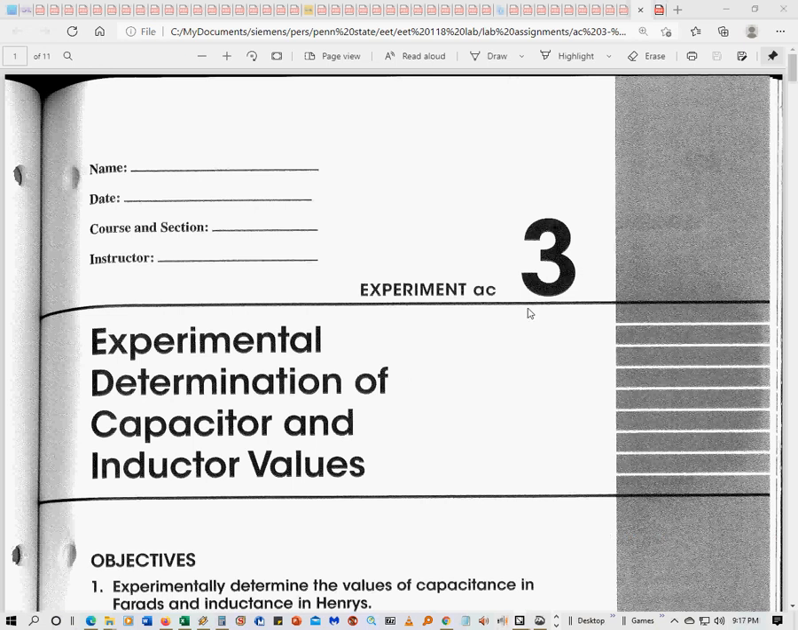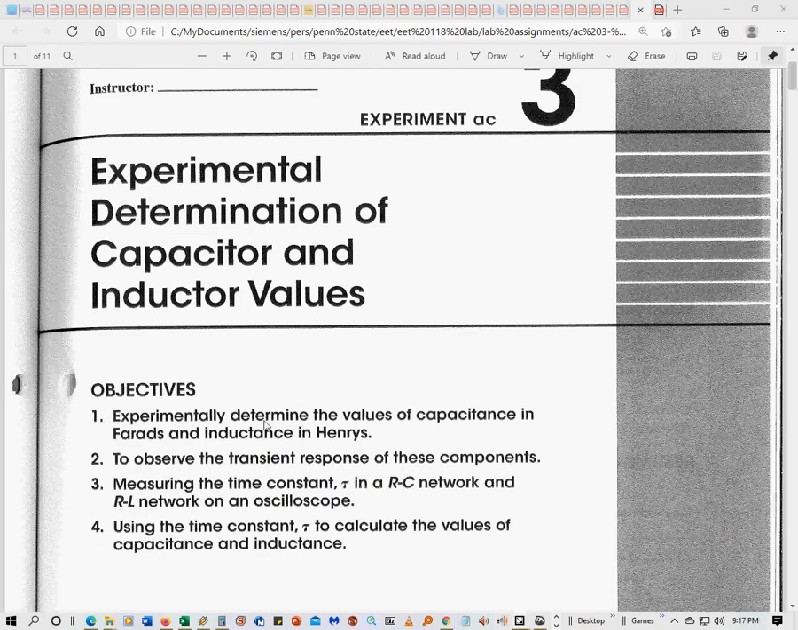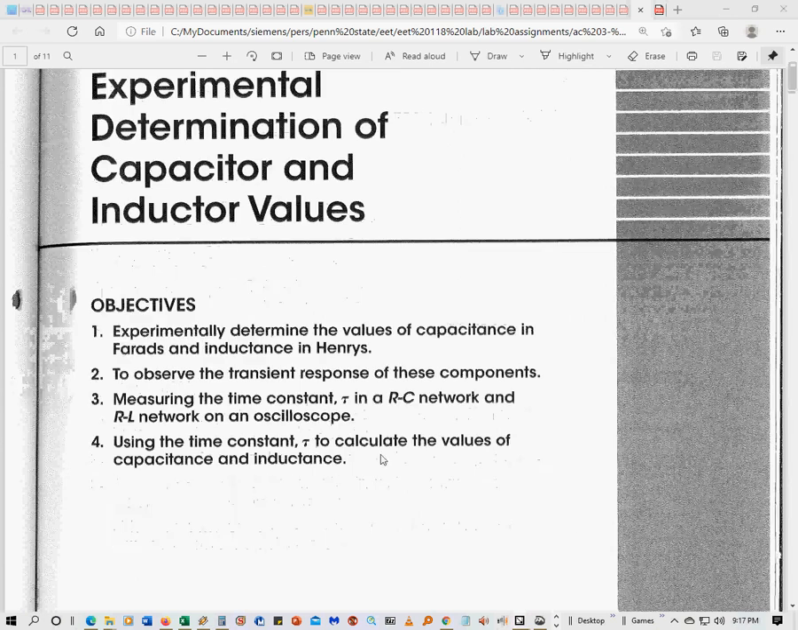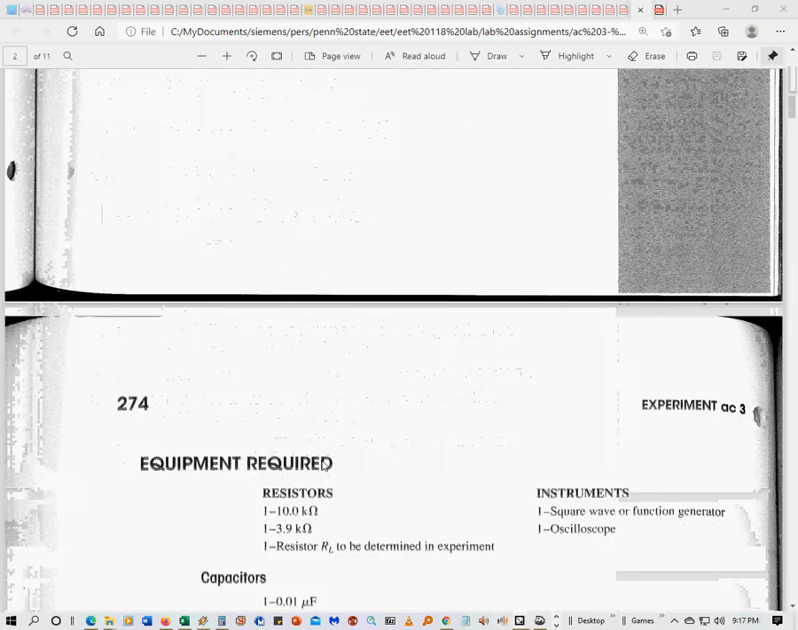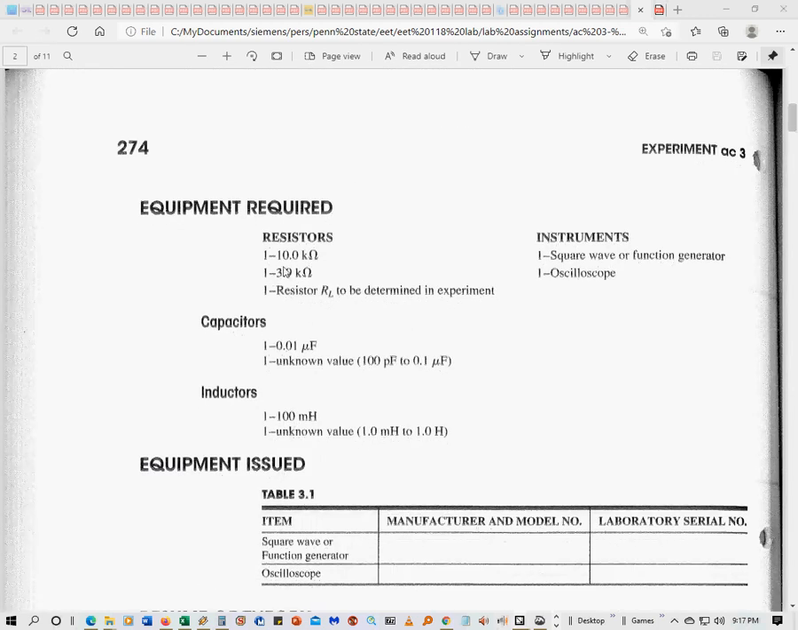EET 118 Lab AC3: Experimental Determination of Capacitor and Inductor Values. So basically, we're going to empirically calculate the capacitance in an RC network and also the inductance in an RL network. We're going to use an oscilloscope with every circuit, and we're going to have to do a lot of time constant calculations. So we're going to set up these resistors, this capacitor.